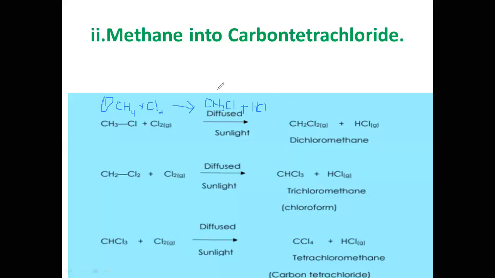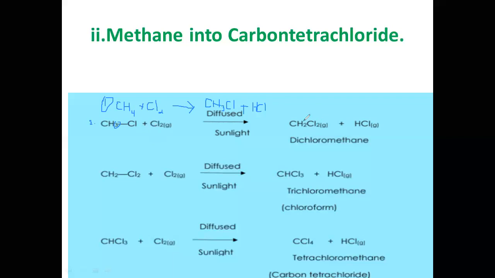Now this methyl chloride which is formed in the first step will be the reactant in the second step, and you can see it will react with a second molecule of chlorine, and one more hydrogen of this methyl will be replaced by the chlorine atom. So you can see the number of hydrogen will go on decreasing. From 4 it becomes 3. Now from 3 it becomes 2, and the number of halogen atoms will increase. Here we have one chlorine atom.